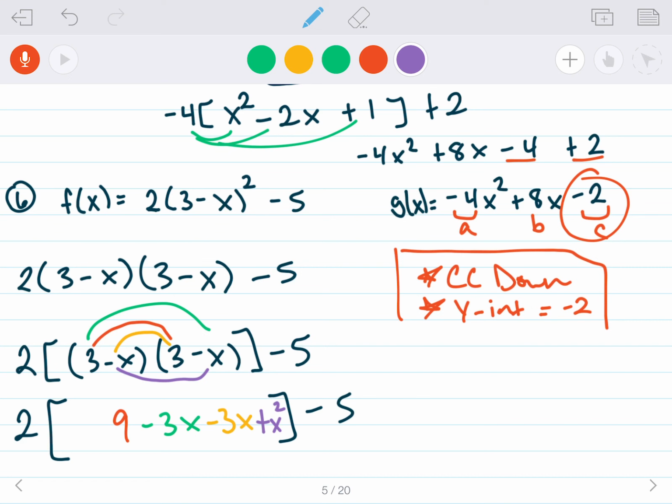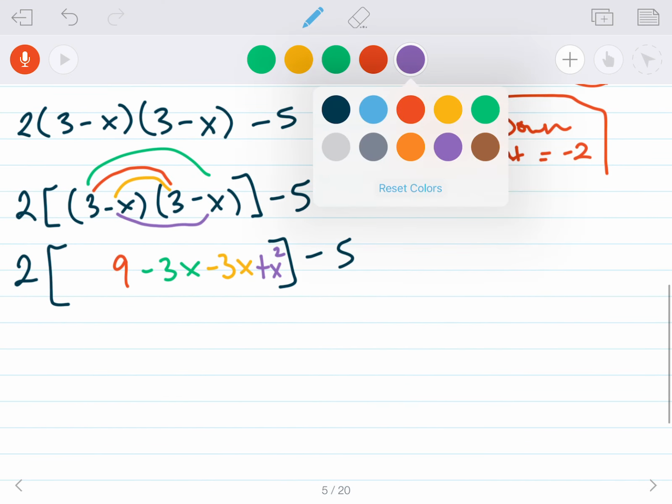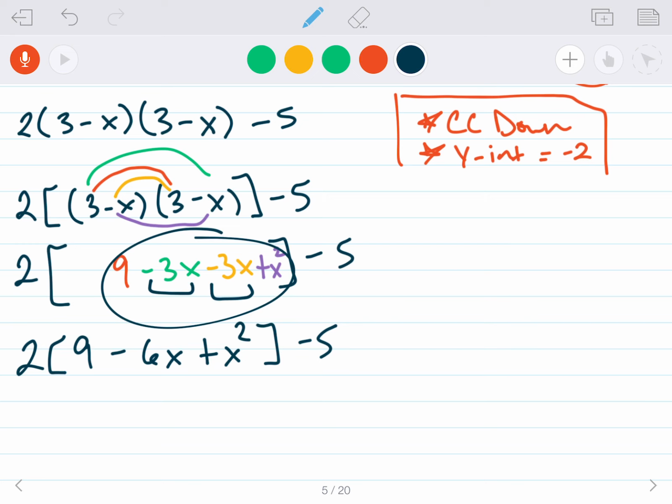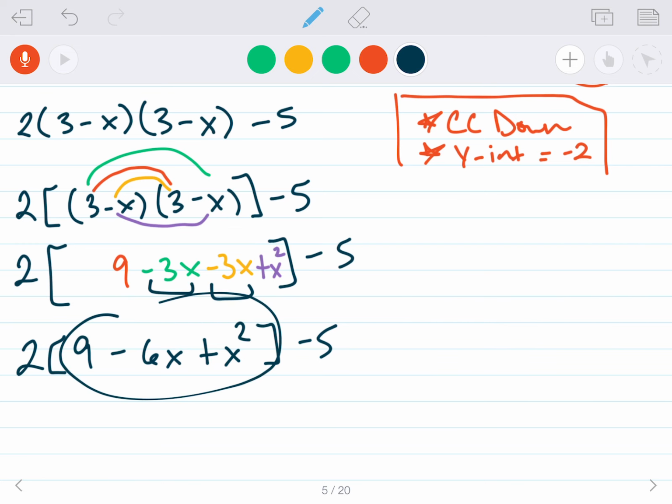Okay? Now what I can do before I distribute is I can combine like terms on the inside. And that's just the negative 3x's can be combined here. So we have the 9 is going to stay where it is. Negative 3x minus 3x is a negative 6x. And then we have that plus x squared. So this is condensed to this.